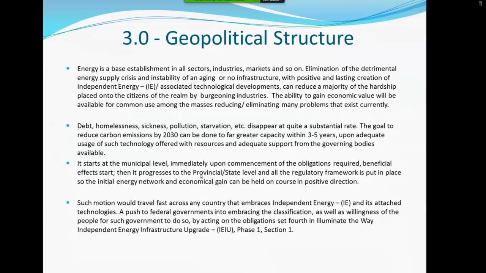So it starts at the municipal level. Immediately upon commencement of the obligations required, beneficial effects start. It then progresses to the provincial state level, and all regulatory framework is put in place, so the initial energy network and economical gain can be held on course in a positive direction. Such motion would travel fast across any country that embraces independent energy and its attached technologies, a push to federal governments into embracing the classification, as well as willingness of the people for such government to do so by acting on the obligations set forth in Illuminate the Way Independent Energy Infrastructure Phase 1, Section 1.